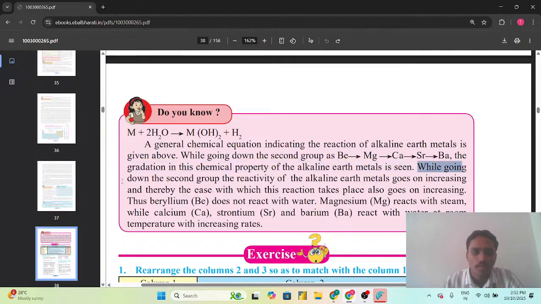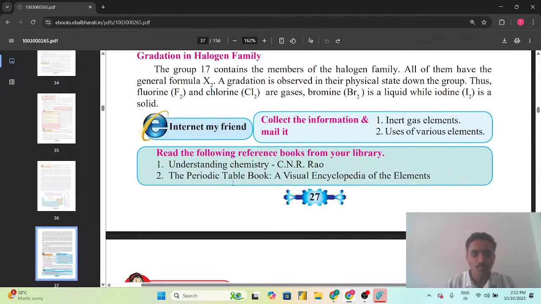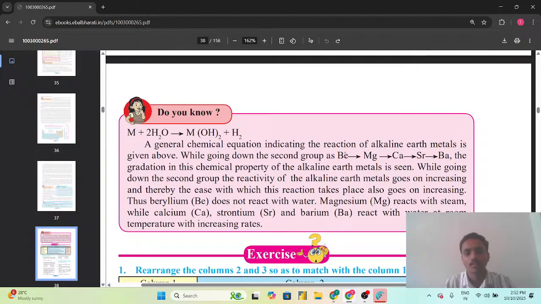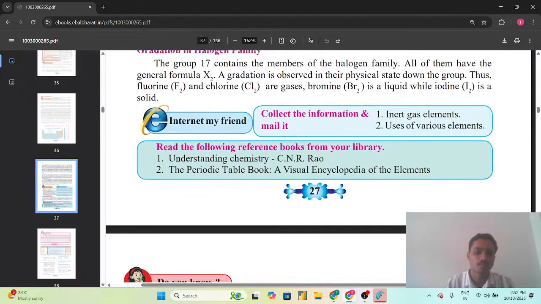While going down the second group, the reactivity of the alkaline earth metals goes on increasing, and thereby the ease with which this reaction takes place also goes on increasing. Thus, beryllium does not react with water, magnesium reacts with steam, and calcium, strontium and barium react with water at room temperature with increasing rates. So these are the periodic trends, specific to the group, as we have seen in the halogen family and again in group 2, the alkaline earth metals of the s block.